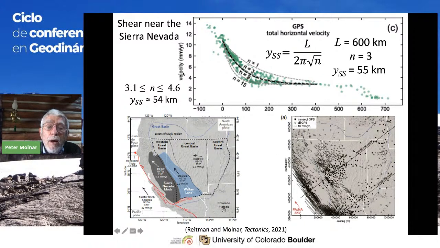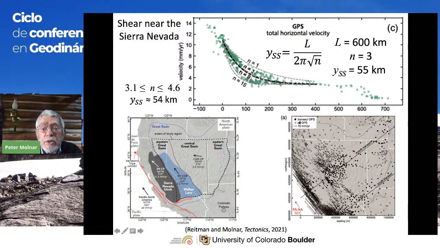This is a plot now of the component of velocity parallel to the motion of the Sierra Nevada relative to North America. So this is much smaller, only 10 millimeters a year. And this is the distance. 0 in this case is the edge of the Sierra Nevada coming through here. And so these velocities then are decreasing, this component parallel to the motion of the Sierra Nevada. These decrease as you go towards the northeast. There's a slight step in here when you get near the eastern edge of the Basin and Range.